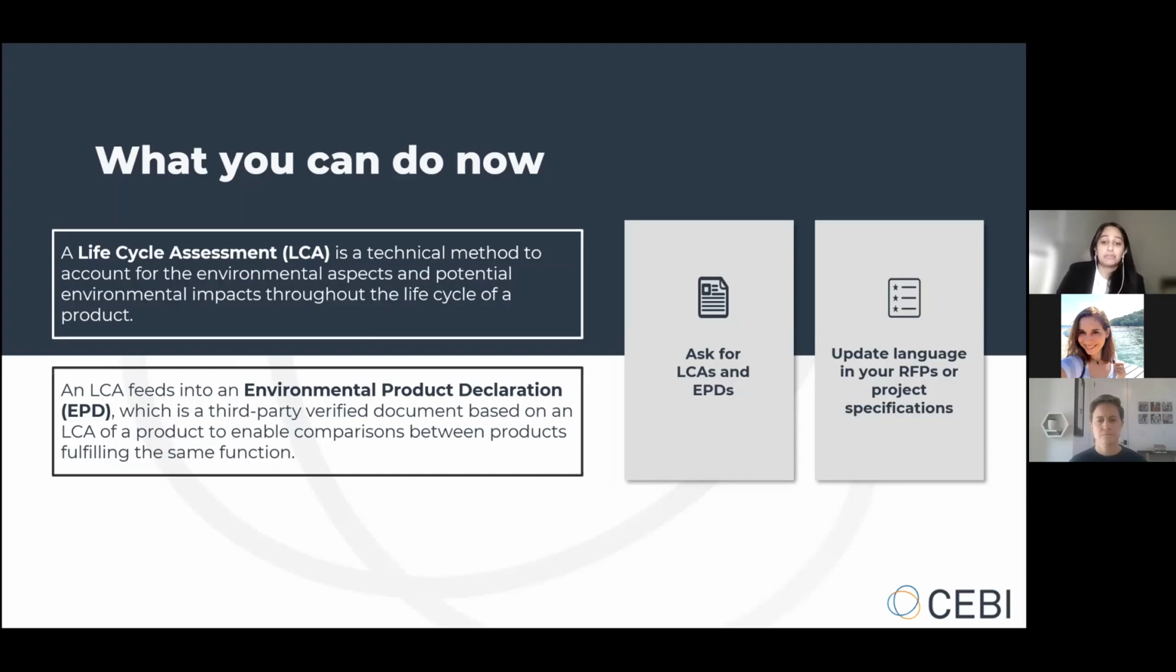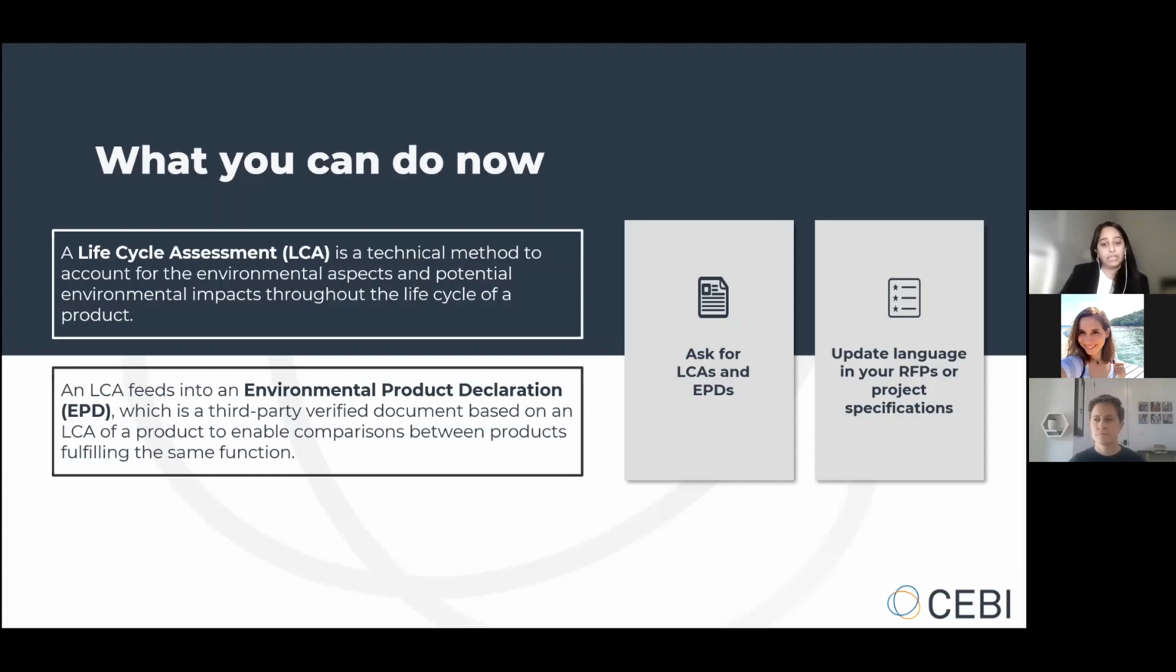EPDs are environmental product declarations, which are third-party verified documents based on an LCA to enable comparisons between products fulfilling the same function. An easy way to think about this is that if LCAs are the recipe, then EPDs are the nutritional label. We may have removed all the complex scientific analyses that went into coming up with this label, but I can read it and basically know how many calories are in what I'm eating. If you're interested in learning more about any of these documents and how to incorporate them into your work, the DISCI team will be releasing educational material dedicated to breaking these down further in the coming months.